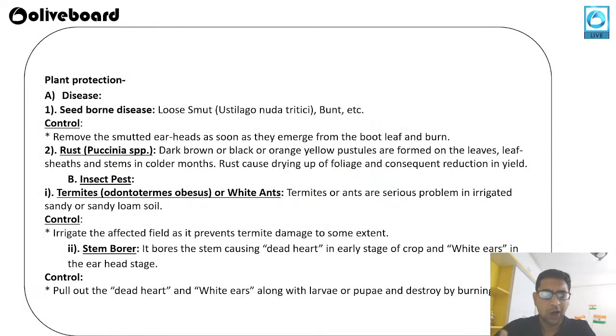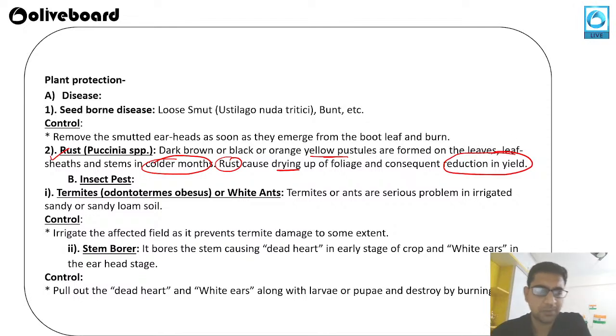Then how do we protect our plant from various diseases and insects? Since wheat is a disease prone plant, we have to control that. Remove the smutted ear heads as soon as they emerge from the boot leaf. Then, protection from rust: dark brown, black or orange yellow pustules are formed on the leaves, leaf sheaths and stem in the colder months. Rust causes drying up of the foliage and consequently reduces the yield, which is why we have to remove the rust.